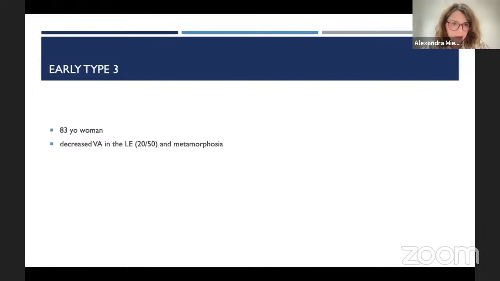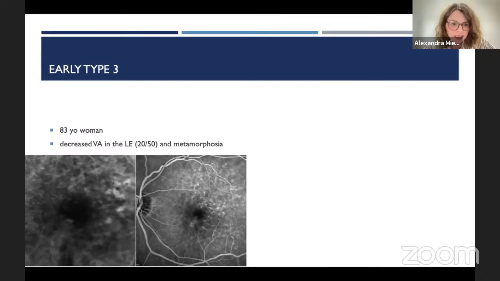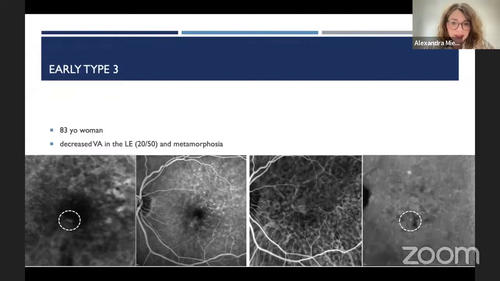And this is a case of one of the first patients I think I've seen with OCT angiography. She's a 93-year-old woman with decreased visual acuity in the left eye, 20/50, and metamorphopsia. You can see that she has a lot of drusen, and at the border of the foveal avascular zone on fluorescein angiography, there's this hyperfluorescent small lesion that corresponds to a hotspot, to a hyperfluorescent punctiform lesion in the late frames of indocyanine green angiography.